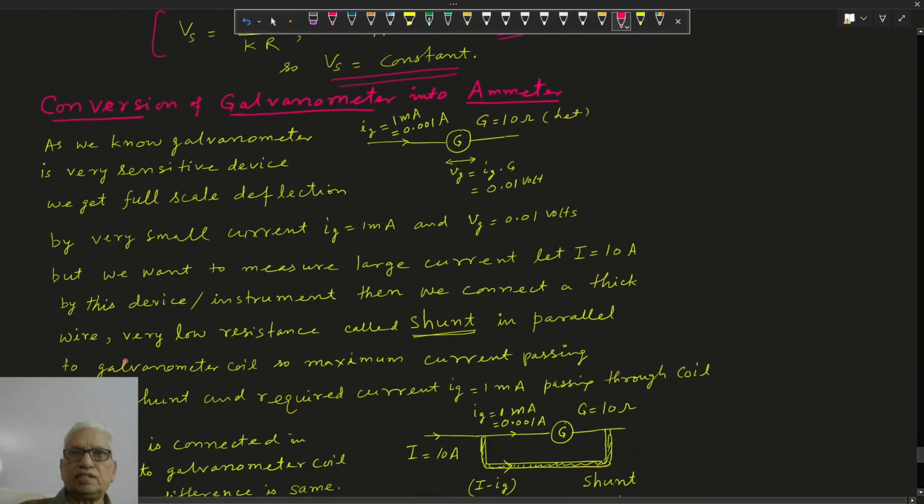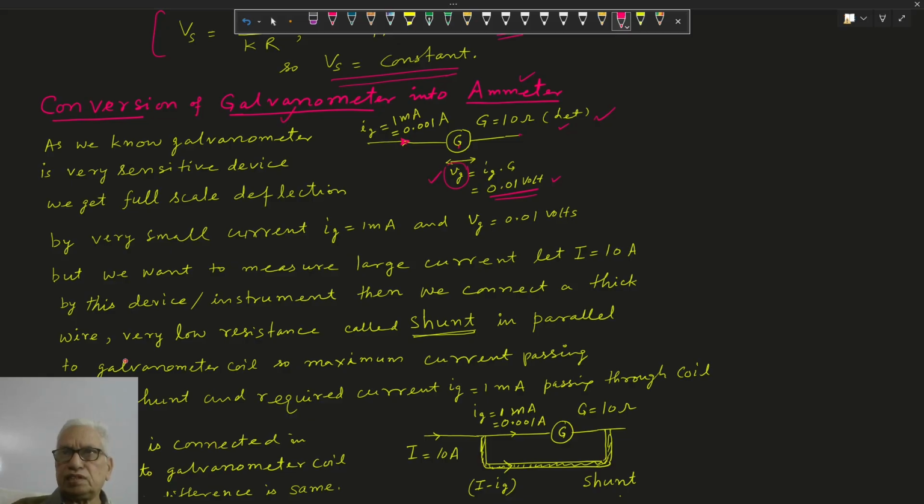Now we can convert galvanometer into ammeter. We know galvanometer is a very sensitive device. It is measuring the millimicroampere current. Typically, let us take an example. Suppose the galvanometer coil resistance is 10 ohm and 1 milliampere current is sufficient to give the full scale deflection. Voltage across the galvanometer coil is given by IR, 0.01 volt. Means 1 milliampere current, or 0.01 volt, is sufficient to give the full scale deflection of this galvanometer.